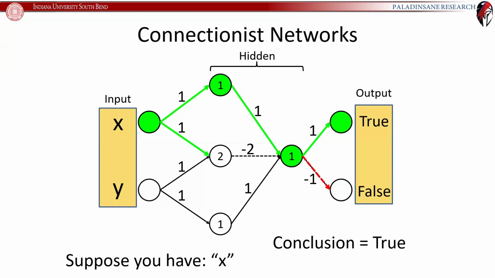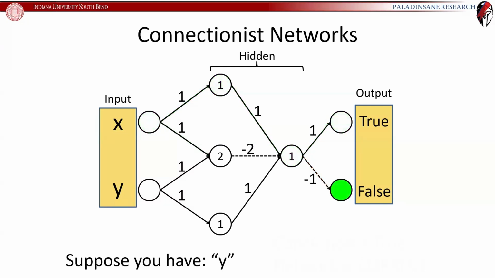And we get to our conclusion that yes, it is true. If you just have X, you've done it correctly. That is a true conclusion. So we have solved this problem. The network came to the correct solution. What about when we just have Y?